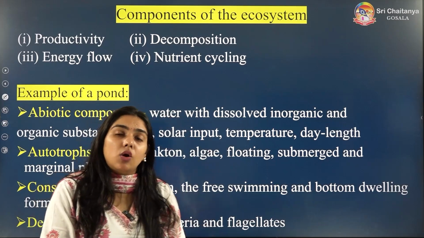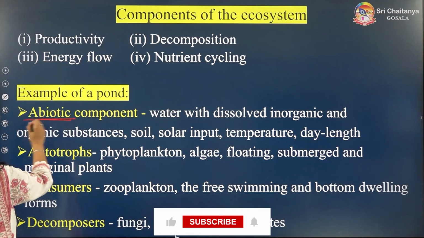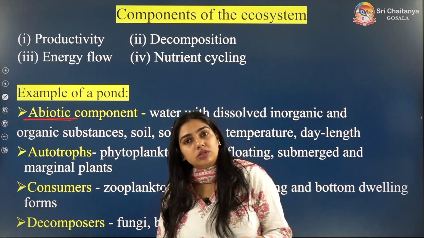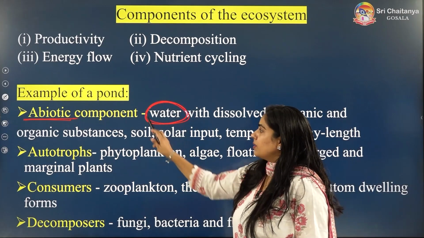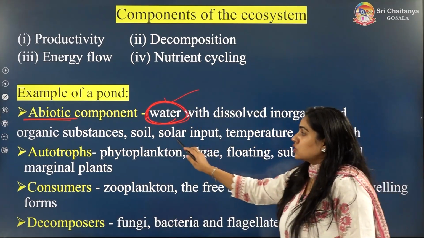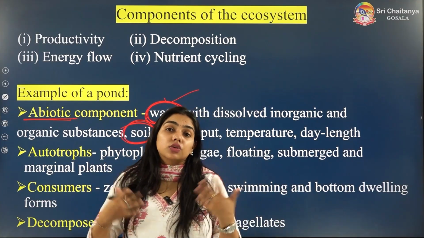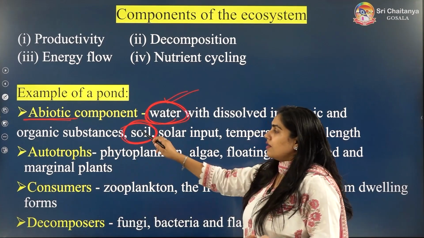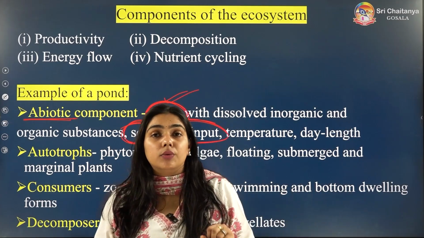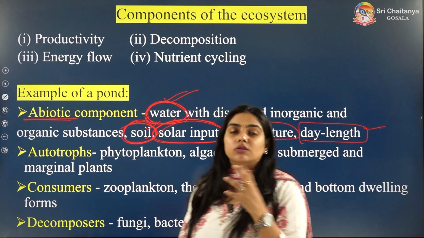Now to understand the components in the ecosystem, let us take the example of a pond. In the pond there will be abiotic components. A pond is an aquatic ecosystem, so obviously without water a pond will not be there. So water is an abiotic component. At the bottom there will be soil, which is also abiotic. In the water there will be dissolved organic and inorganic substances, which are abiotic too. The solar input, meaning the sunlight coming into the pond, is also abiotic. The temperature, the day length, all these climatic factors are also abiotic components.